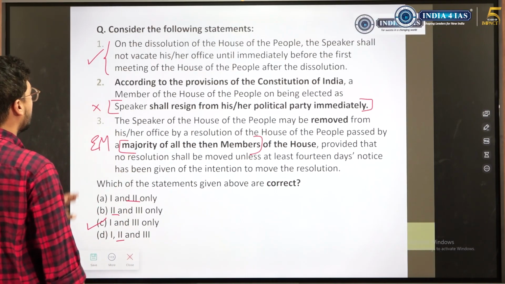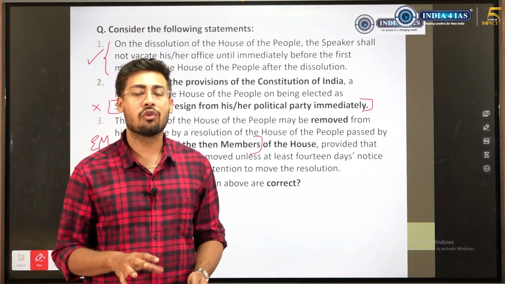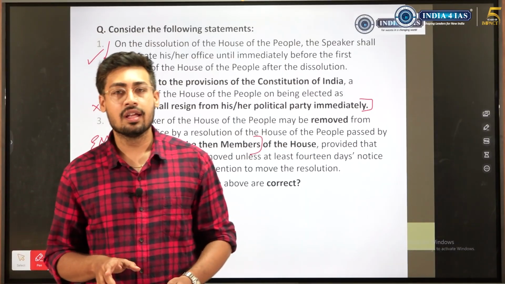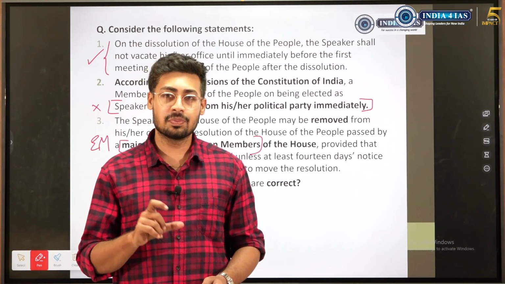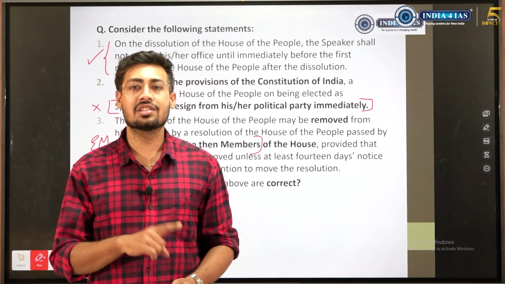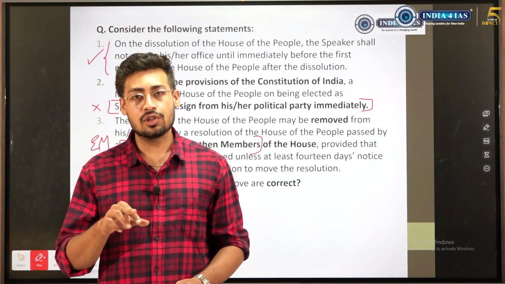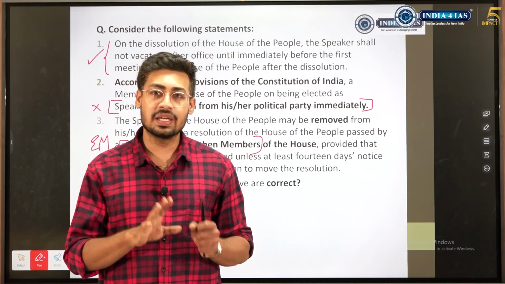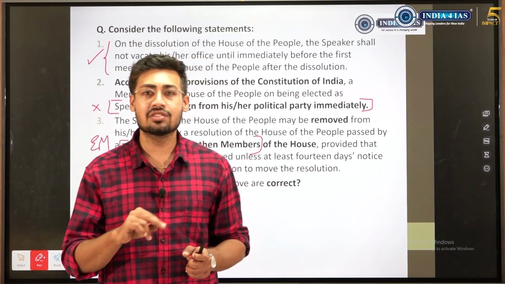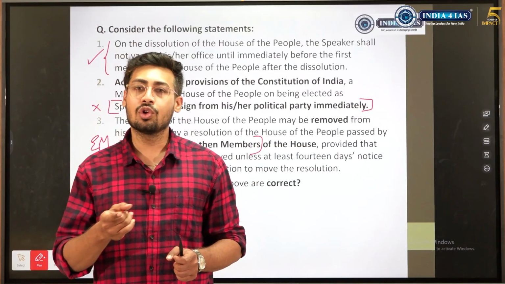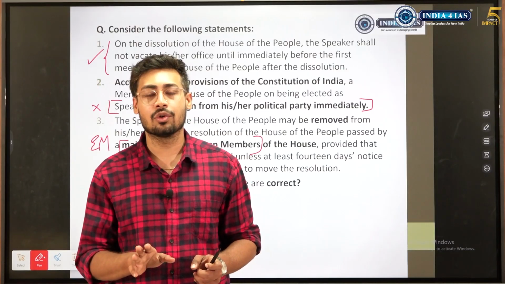Answer is C. Whenever the House is dissolved, do not try to confuse. For instance, whenever the Lok Sabha is dissolved, the Speaker will continue. He shall not vacate his office because the Speaker has to be there. Once the Lok Sabha is dissolved, the next House is created, and the oath and all those processes need to be taken care of. So the Speaker will be there, and will vacate his office only when the next government that is formed appoints a new Speaker. Until then, it is done to avoid a legislative vacuum.